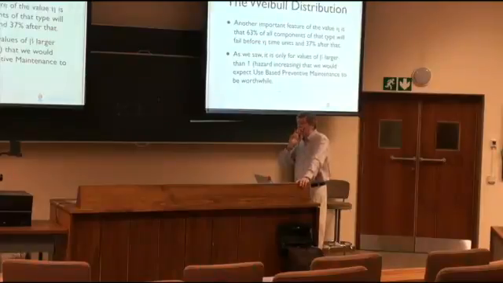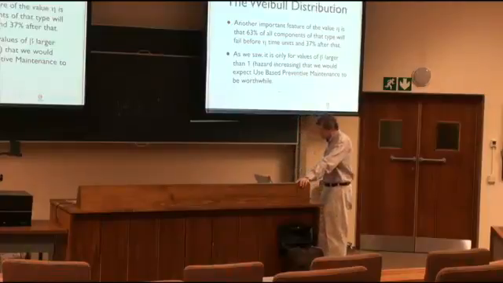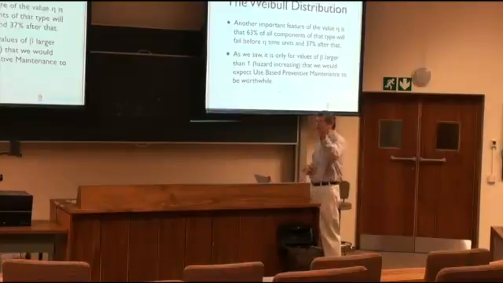The reason why it's 63% and 37% is simply because the mathematical e function plays such an important role in reliability. So it's a function of e. That's why you get it. As we saw, it's only for values of beta larger than 1 that we would expect use-based preventive maintenance to be worthwhile, because you have an increasing force of mortality.